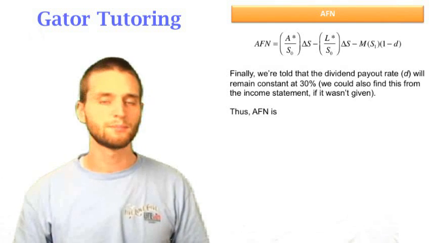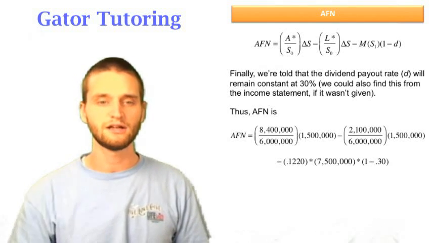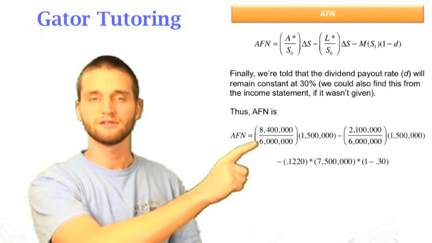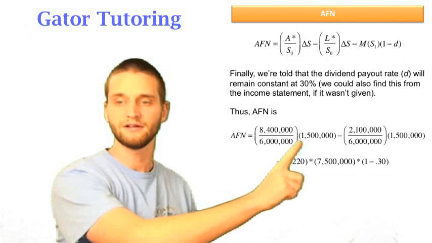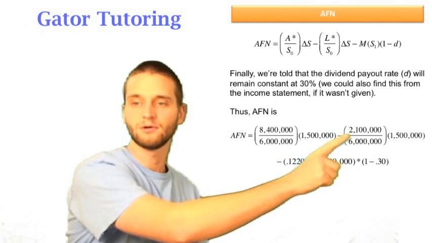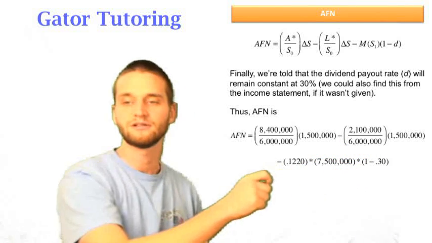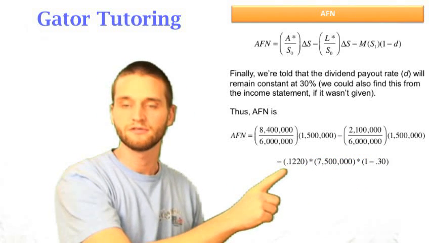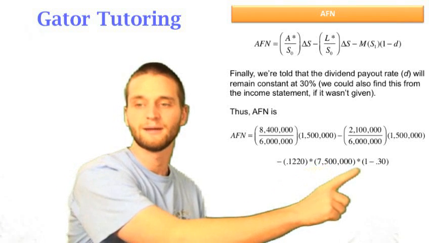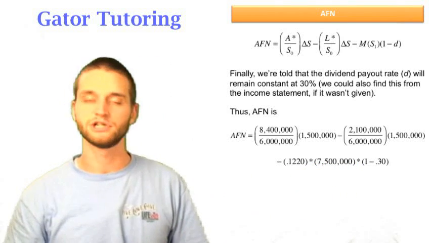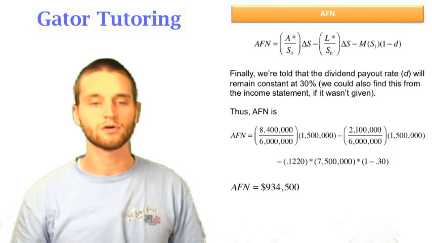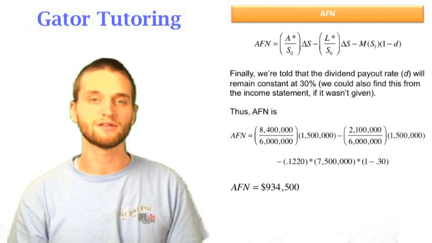So we have all the components, and additional funds needed equals our increasing assets of $8.4 million divided by the sales in period 0 of $6 million times the delta S, the change in sales, $1.5 million, minus our spontaneous liabilities of $2.1 million over sales times delta S, minus our profit margin of 12.2% times the sales in year 1, $7.5 million, times 1 minus the dividend payout ratio, 1 minus 0.3. That gives us an additional funds needed of $934,500.